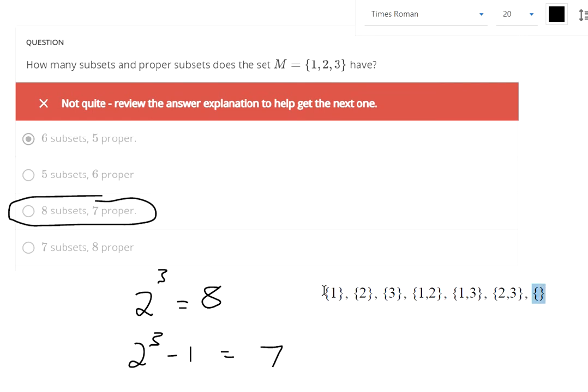So look, these are all proper subsets because they're all created out of set M. 1, 2, 3. 1, 2, 1, 3, 2, 3. I've created those all from M, and none of them are exactly the same. So this is the list of all proper subsets. But if you wanted all subsets, itself is its own subset.